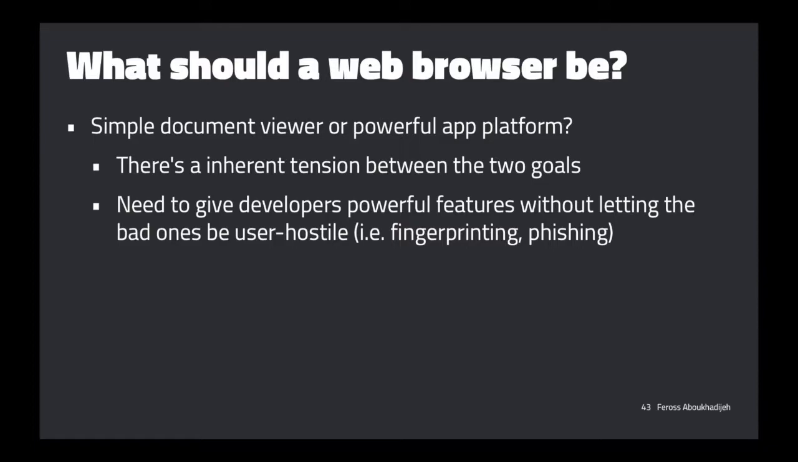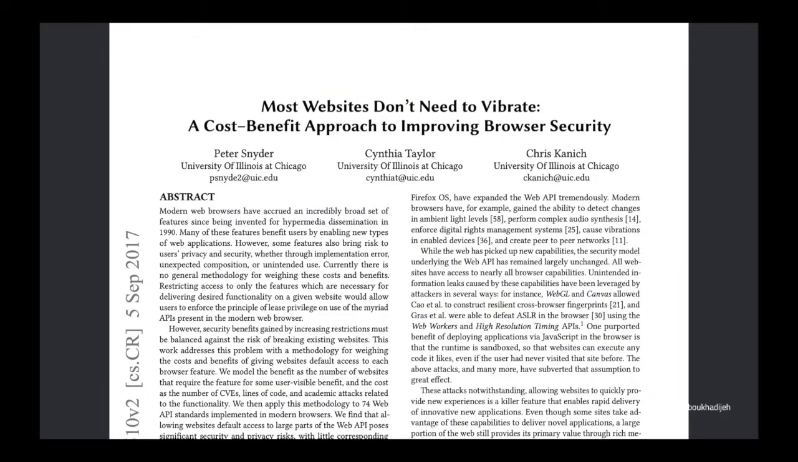So this is a paper. Actually, Pete wrote this paper, and I love the title. Websites don't need to vibrate, or most websites don't need to vibrate. A cost-benefit approach to improving browser security. And he picked on vibrate because it seems probably like one of the most useless APIs.